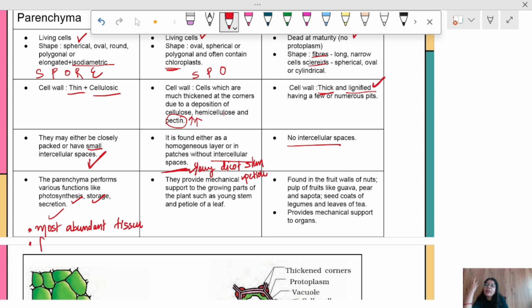Okay, it fills the body of the plant. When you cut the section of any kind of plant, the majority of the tissue you are going to observe, in all the layers, will be parenchyma.